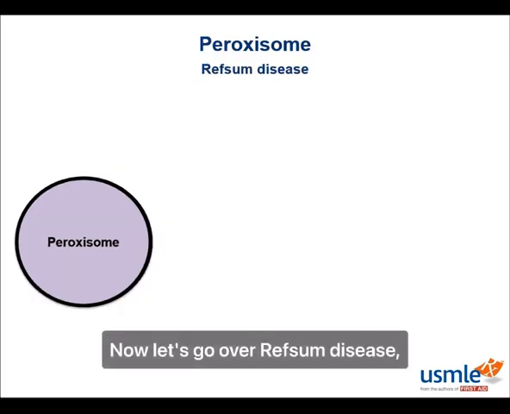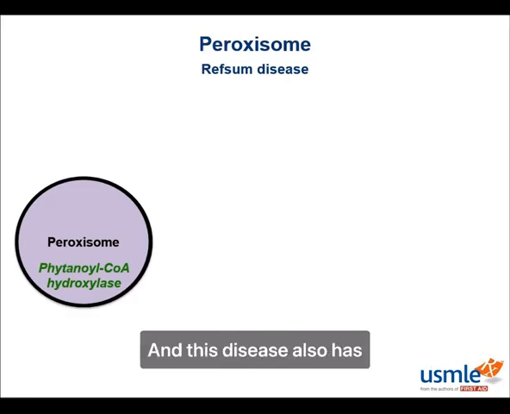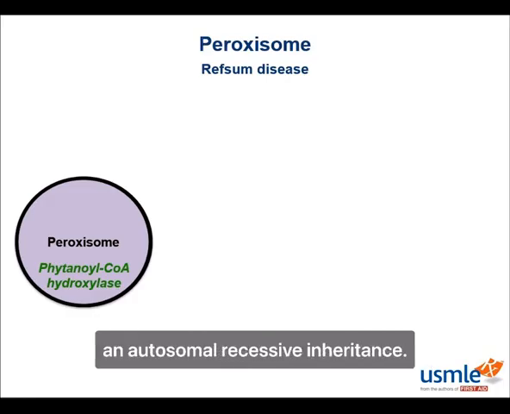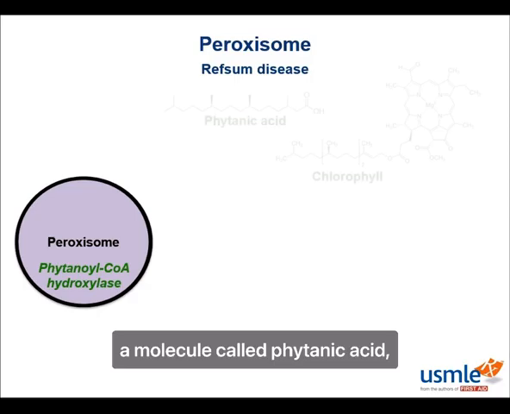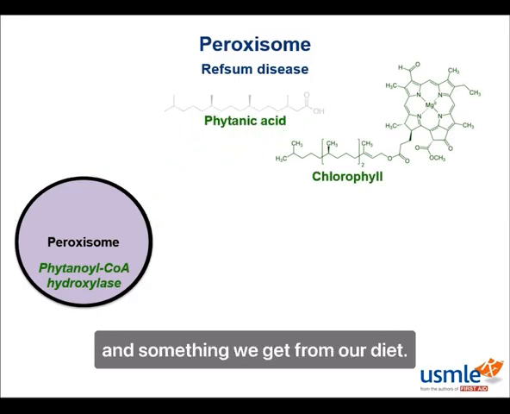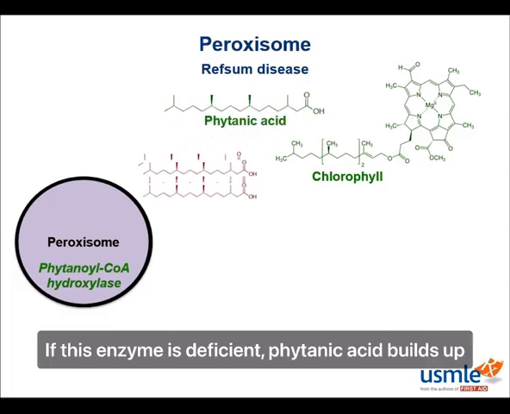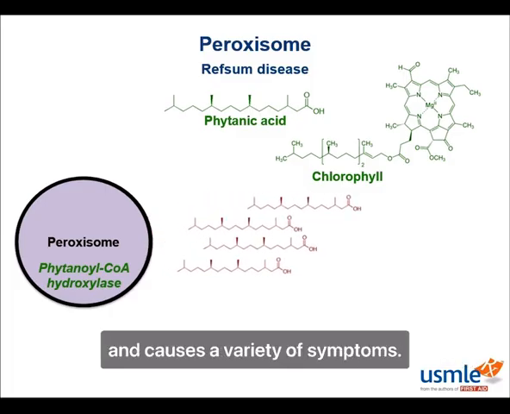Now let's go over Refsum disease, which is most often caused by a defect in the gene phytanoyl-CoA hydroxylase. And this disease also has an autosomal recessive inheritance. This is a peroxisomal enzyme that normally helps break down a molecule called phytanic acid, which is associated with chlorophyll and something we get from our diet. If this enzyme is deficient, phytanic acid builds up and causes a variety of symptoms.